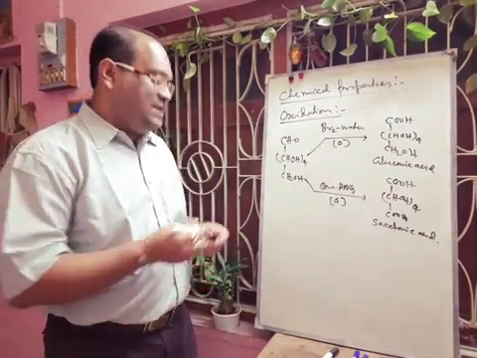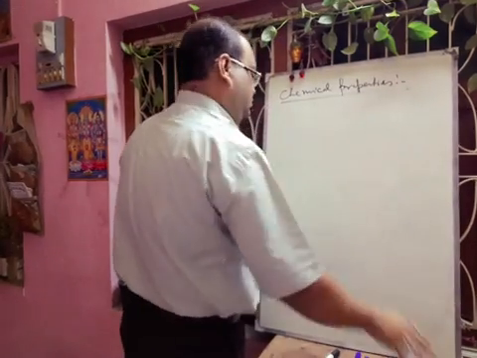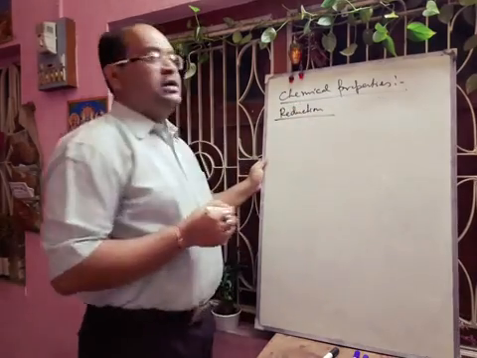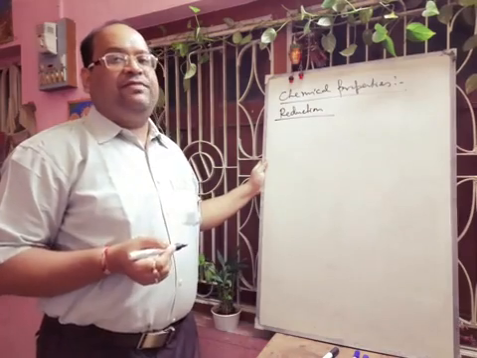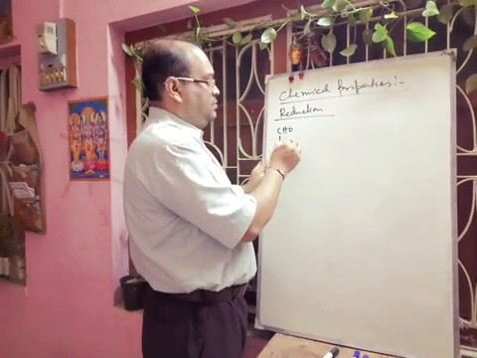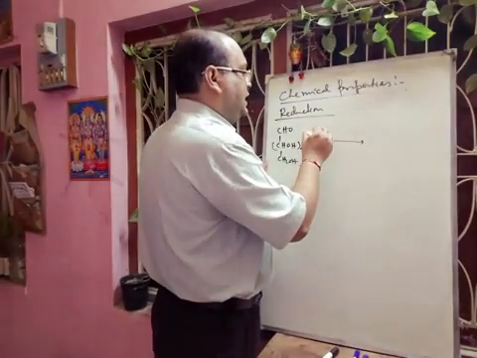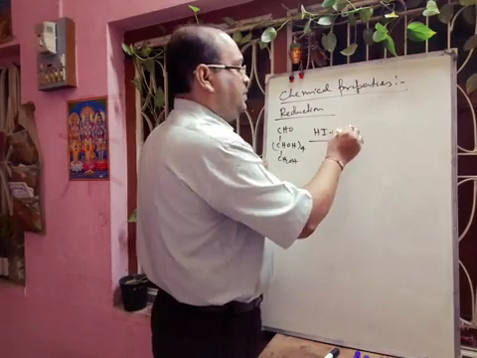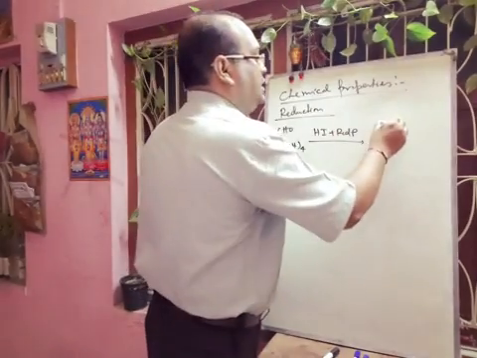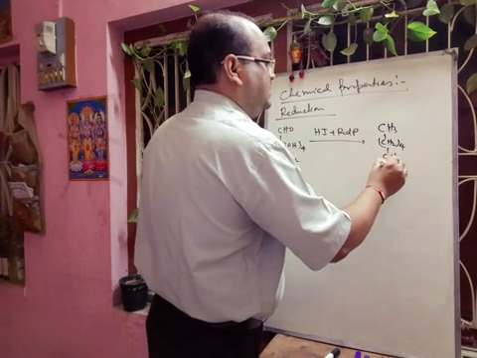Next, we'll discuss some reduction reactions. Generally, here we are using red phosphorus and HI. If you take glucose and use HI and red phosphorus, then what will happen? This will convert to hexane, n-hexane, that is CH3-(CH2)4-CH3. That is n-hexane.